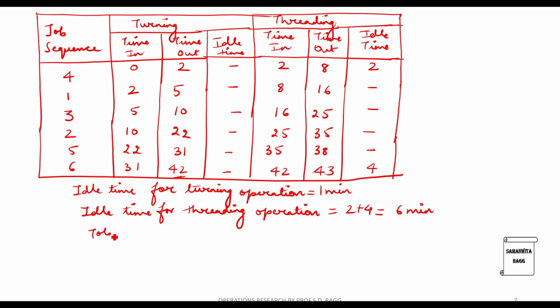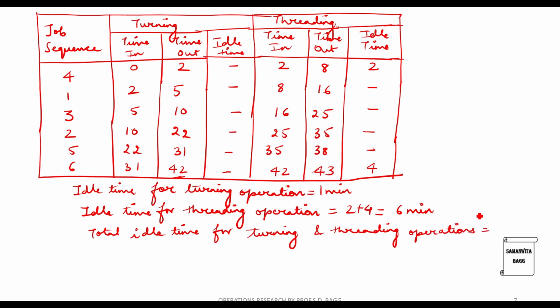Then we have the total idle time for turning and threading operations. This will be 1 minute plus 6 minutes, that is 7 minutes. Now we'll write down the total processing time. That is over here, the highest value is 43 minutes. So these are the answers.